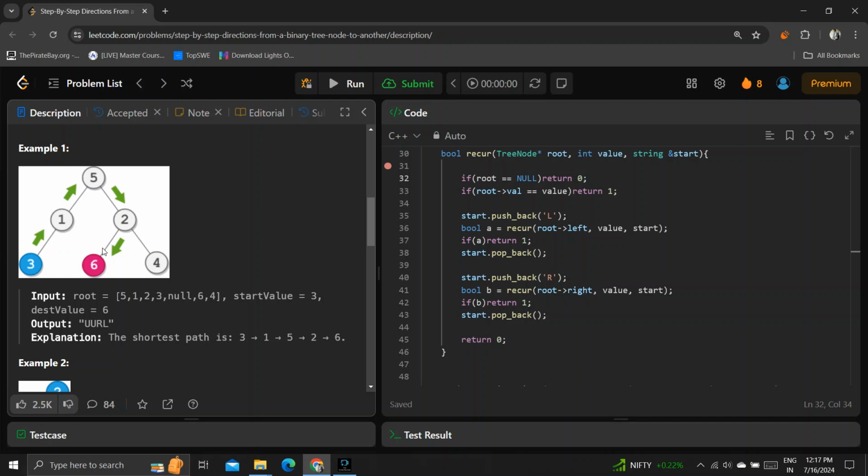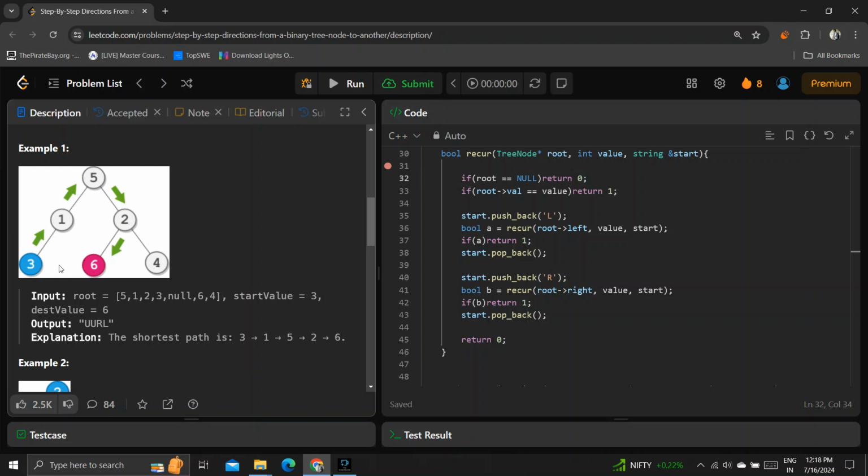So our start string holds L, and our destination string holds R. We will simply replace all the values of the start string with U, because till the LCA root we will definitely be moving upwards. From the start value to the root, we will definitely be moving upwards. So we replace L and R with U, and the destination string stays the same. After that, we concatenate the start string and the destination string and return it. That would be our answer. In this case, it will be U and R.